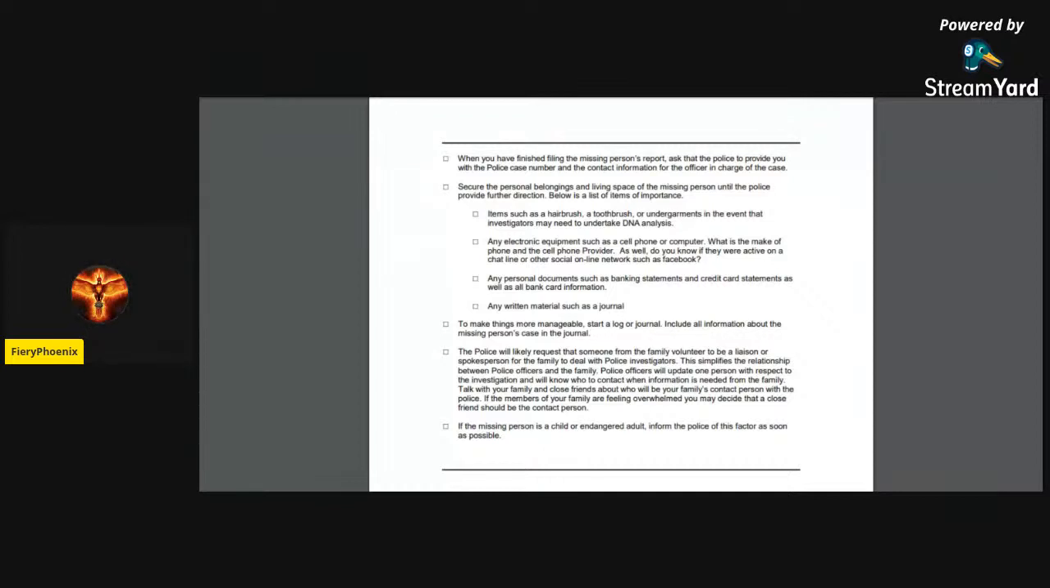I have almost been in that situation. If the members of your family are being overwhelmed, you may decide that a close friend should be the contact person.